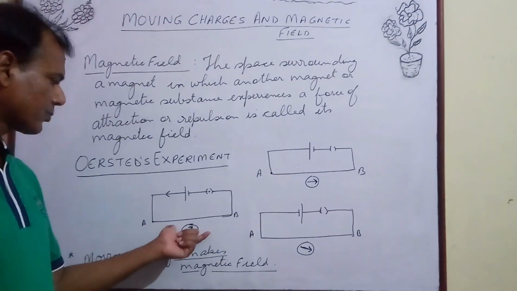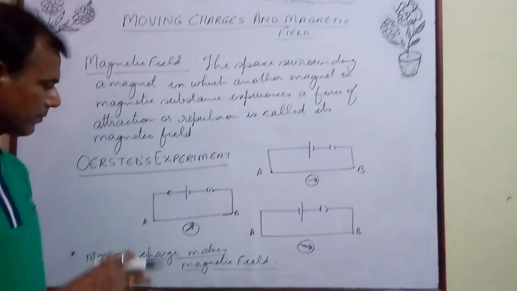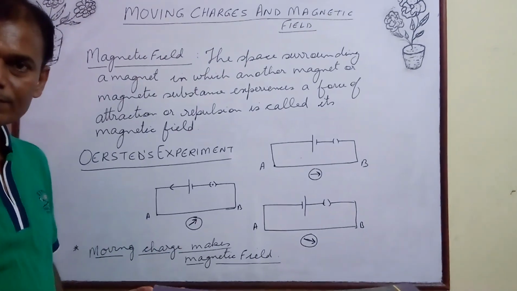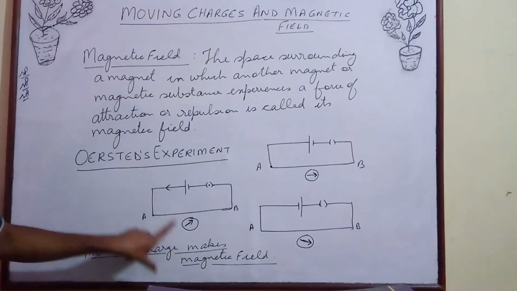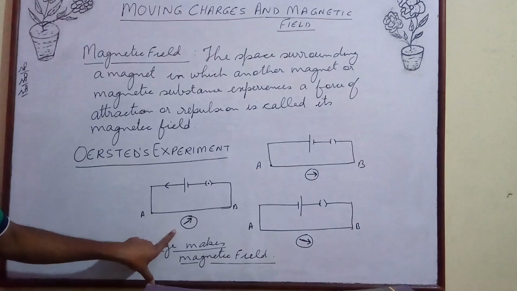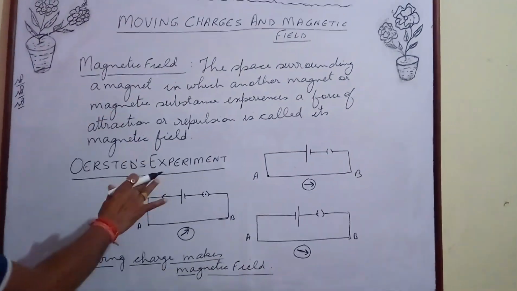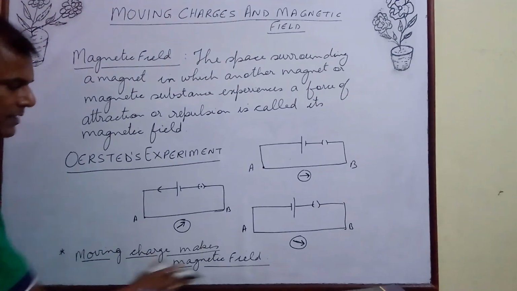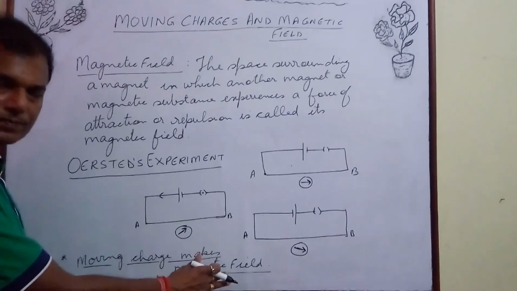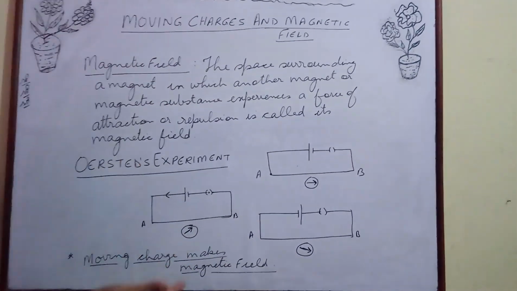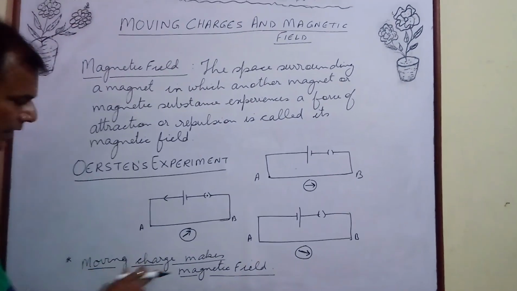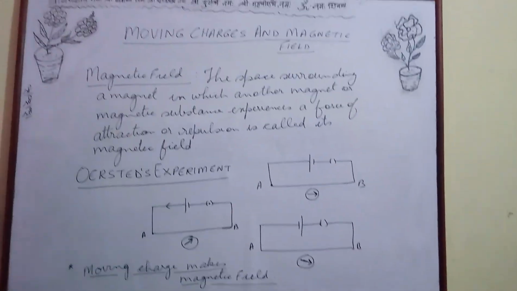A magnetic compass showing deflection means what? There is some presence of magnetic field. No current, no deflection; more current, more deflection. So this experiment shows that moving charge makes a magnetic field. Clear? What is the conclusion of the experiment? That moving charge makes a magnetic field.